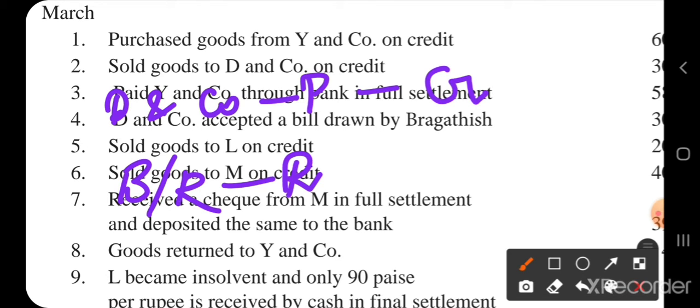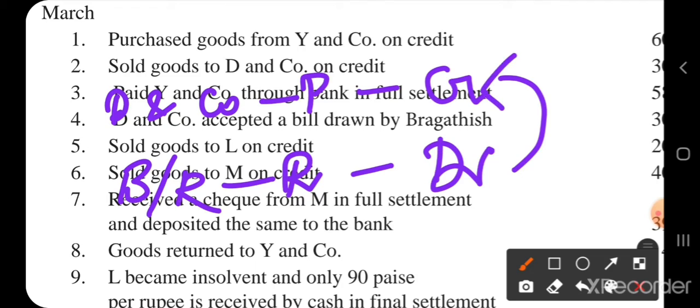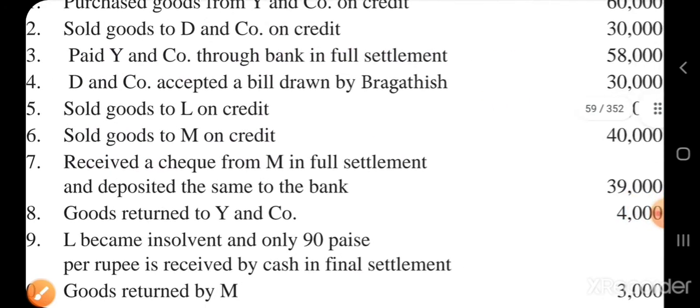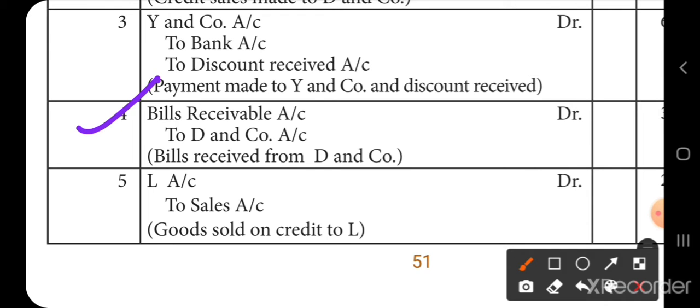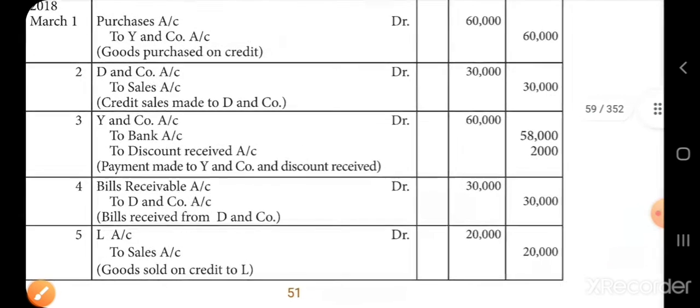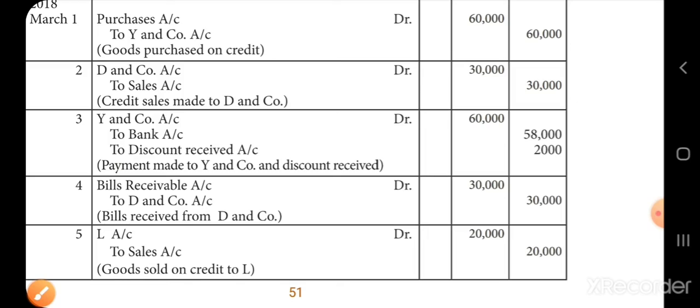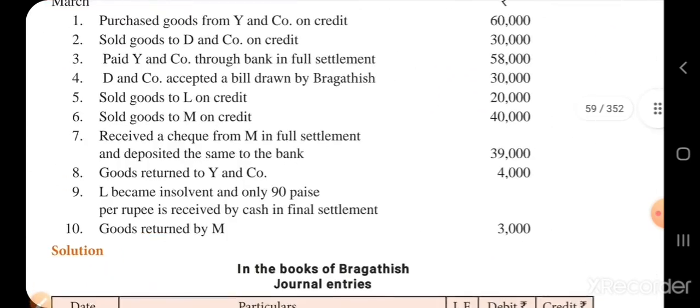Bills receivable is a real account. Debit what comes in, credit what goes out. Here the bill will come in. Bragadish has to receive the money from D and company. So this, debit what comes in, you will debit this. Okay. So what is the entry? Bills receivable account debit to D and company. See here. Bills receivable account debit to D and company. Amount is 30,000. The next transaction.